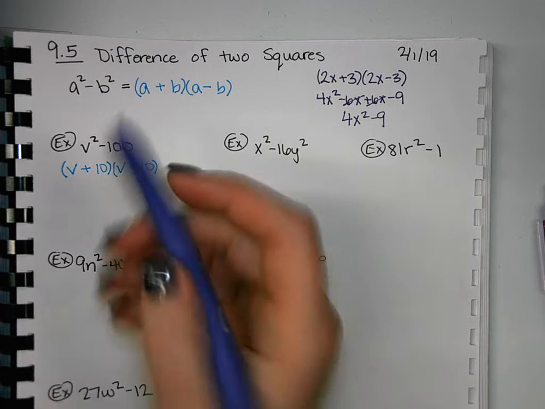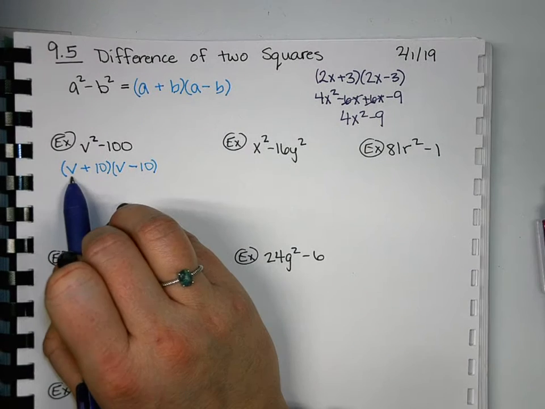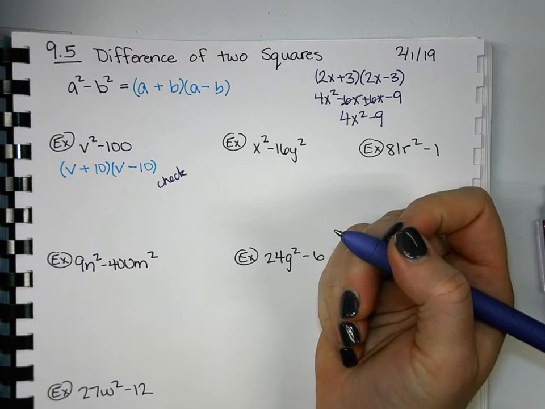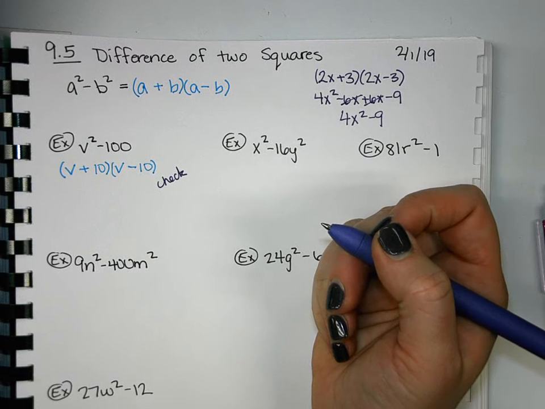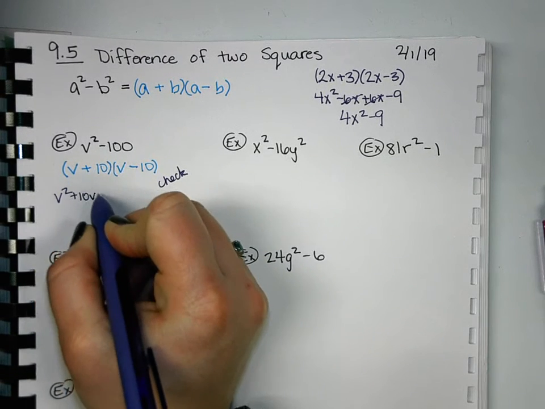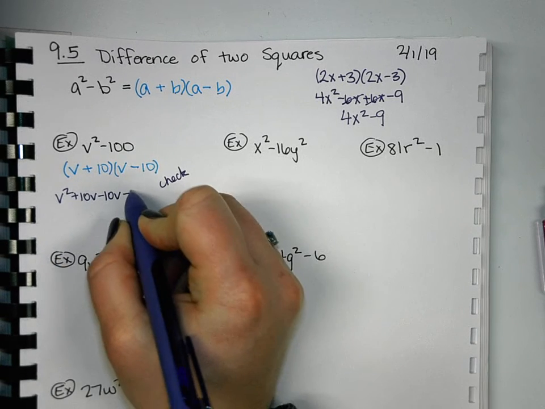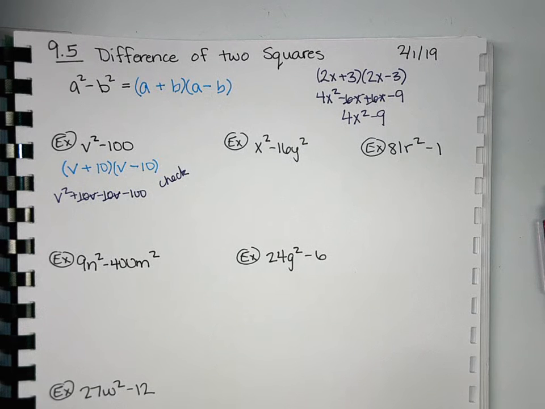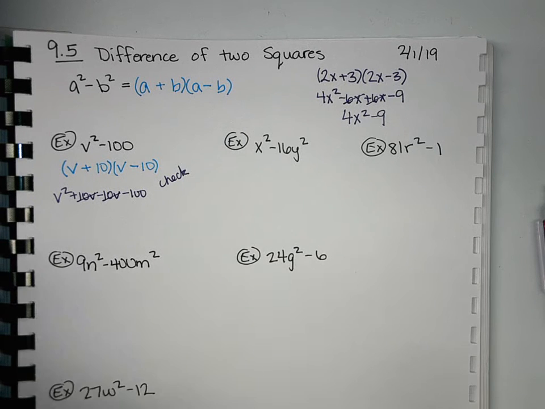Okay, and then again, if you wanted to check your answer, we just double distribute. Put it back together and make sure it comes out to what we started with. So v squared plus 10v minus 10v minus 100, we end up with what we started. Okay, so you can always check. In fact, I encourage you to check, because that's how you're going to catch it if you made a mistake somewhere. Okay?